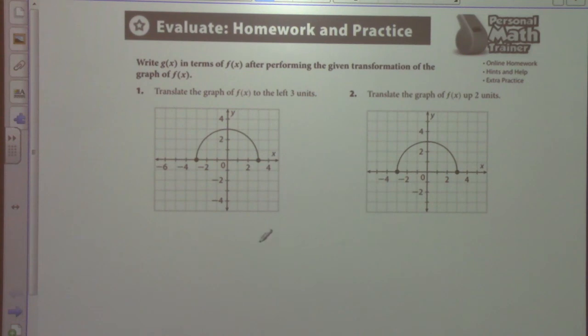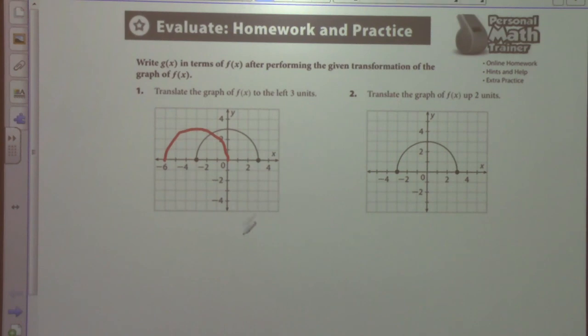And so for these exercises here, write g of x in terms of f of x after performing the given transformation of the graph of f of x. So if we take this, I'm going to just go ahead and overwrite the arc here. So if we overwrite the arc, that's kind of what it would look like, right? And what would be a transformation to the left? Well, it would be like this, right? 1, 2, 3.